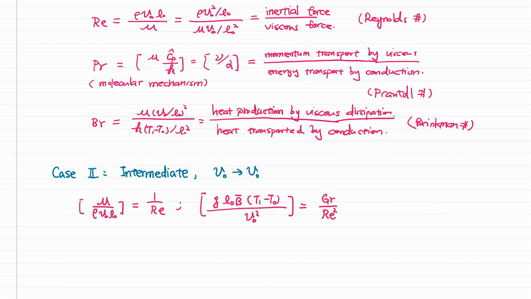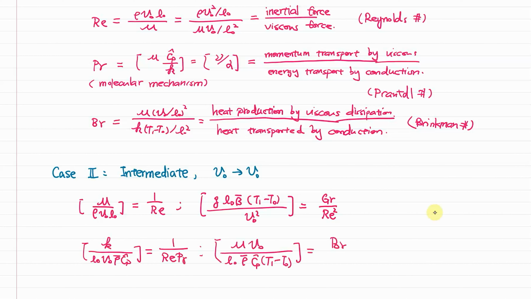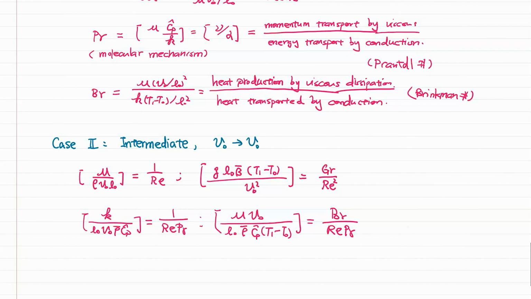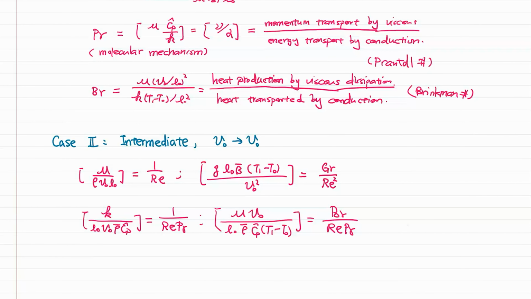For the energy equation, we still have the thermal conductivity over L naught V naught rho Cp. This still equals 1 over the Reynolds number and Prandtl number. And the second term, regarding viscous thermal dissipation, would still equal the Brinkman number over the product of the Reynolds number and Prandtl number. Now let's take a look at what the Grashof number is.